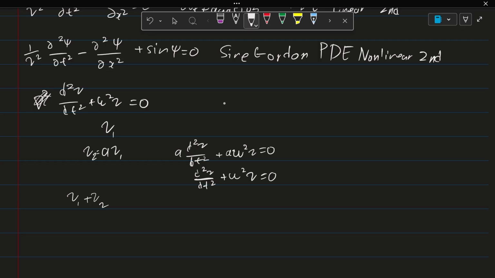So we could do the same thing. We get d squared v1 over dt squared plus omega squared v1 plus d squared v2 over dt squared plus omega squared v2 equals 0. So what we observe is that if you have an independent solution and another independent solution, the linear combination of those two things will also follow this differential equation, as long as it's homogeneous. But what if it is heterogeneous?